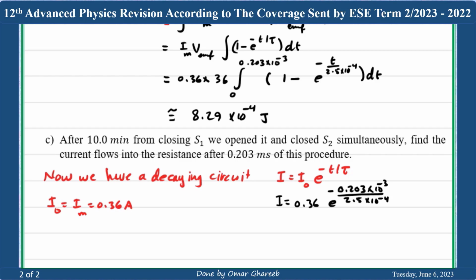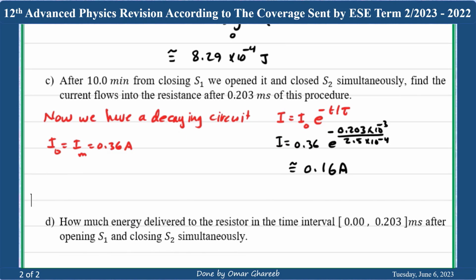Some students may be disturbed about this 10 minutes. It has nothing in the question. Don't look to it. It is only to tell me that I reach the steady state before the opening and closing of S1 and S2. And if you do your calculation, it would be almost 0.16 ampere.